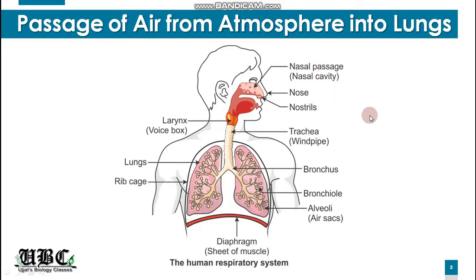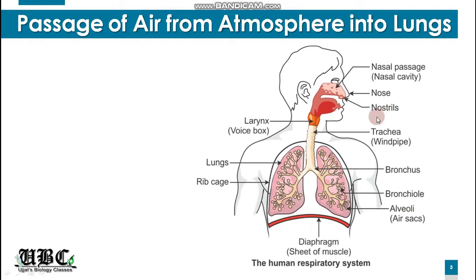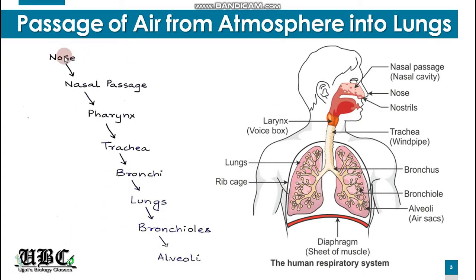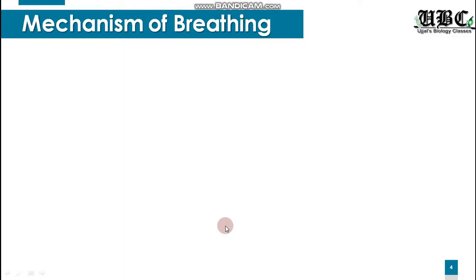So now we can easily see the passage of air: from the nose, from the nasal passage, through the pharynx, then to the trachea, the bronchi enter into the lungs, forming the right and left bronchioles, and finally ending up in the alveoli.